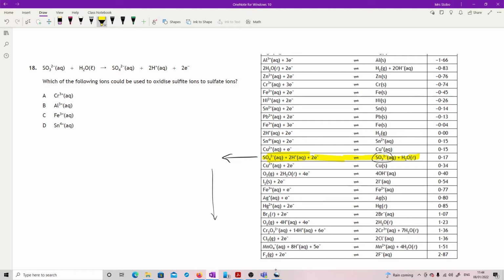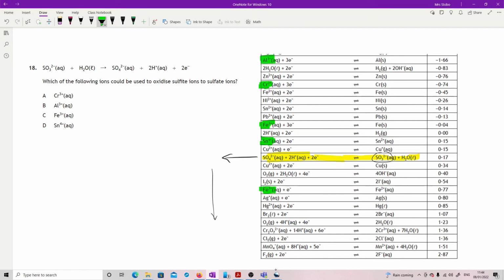Okay, so let's go find the rest of the things. And here we go. So chromium is up here. Fe3+, here we go. We've also got a 3+ here. Okay. We've got Sn4+. Oh, there we go. And we've also got aluminium.